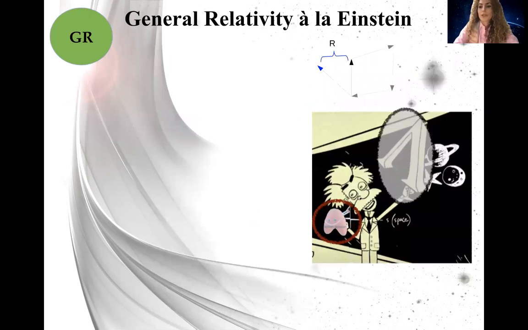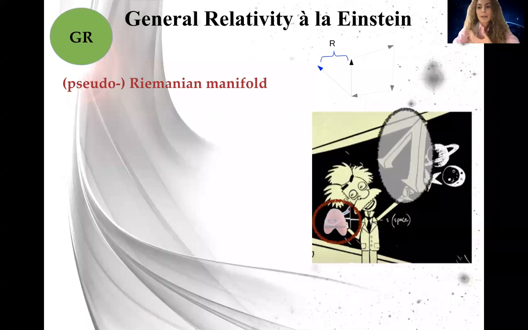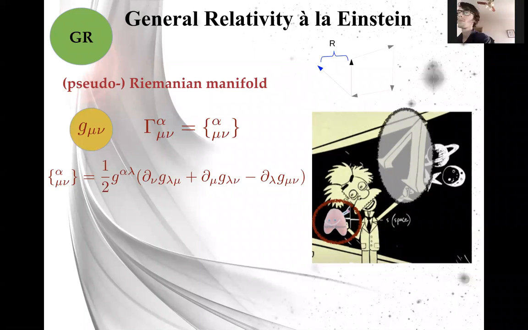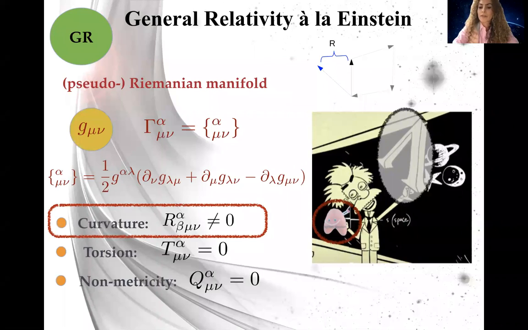Let me then introduce general relativity first, a la Einstein, the standard formulation. In this case, we have a pseudo-Riemannian manifold, where our fundamental object is the metric, this metric g_{μν}. And the connection, which is represented by this Γ^α_{μν}, is simply given by the Christoffel symbols, given by these curly brackets, which is completely determined in terms of the metric. Now you live in a space-time which is completely curved. So the Riemann tensor is non-zero, but torsion is zero and non-metricity is zero.